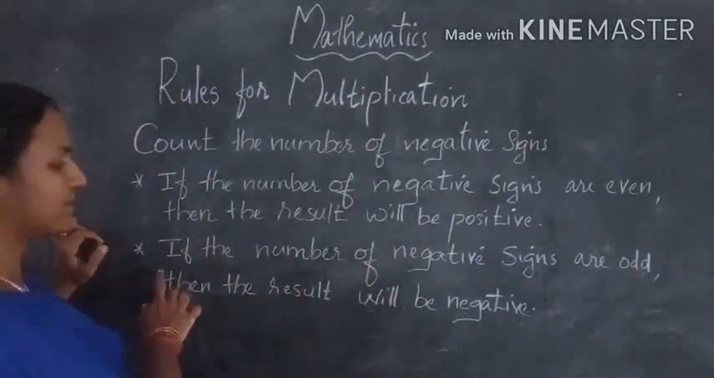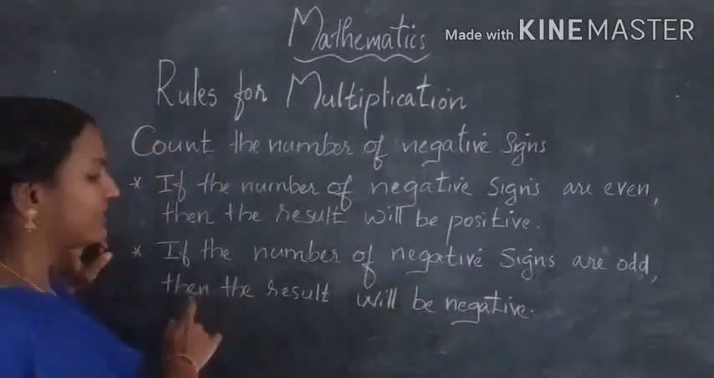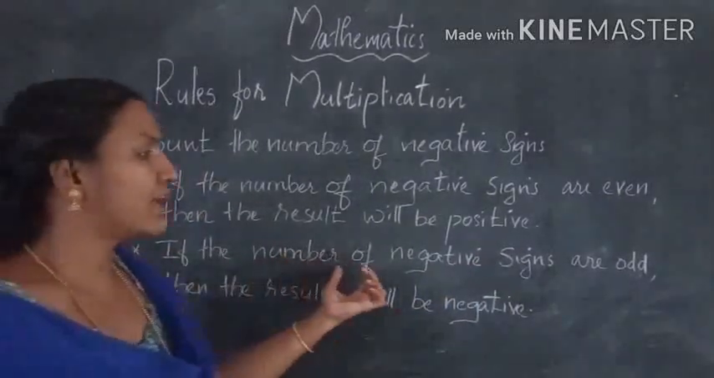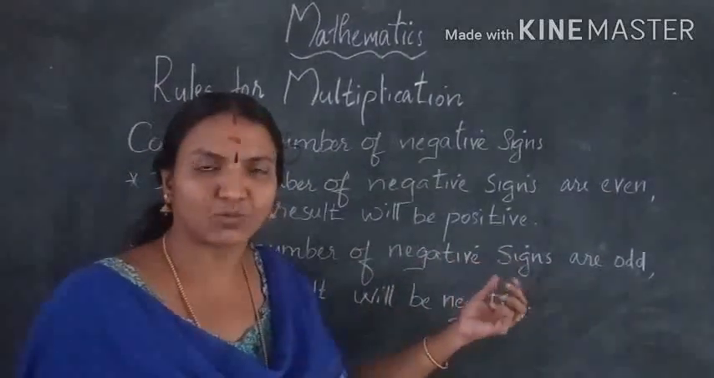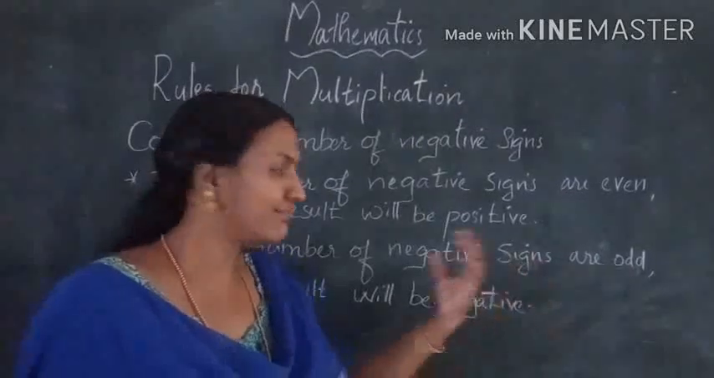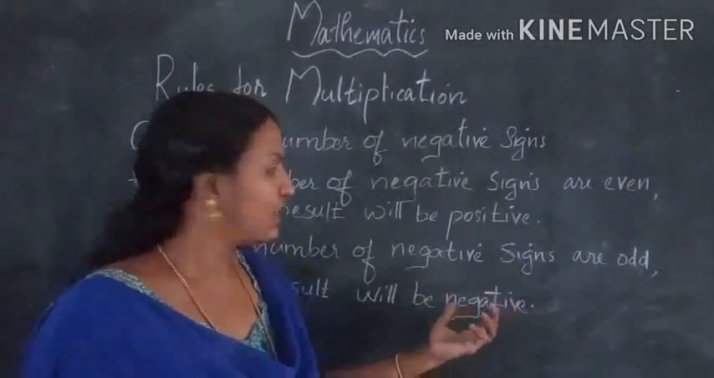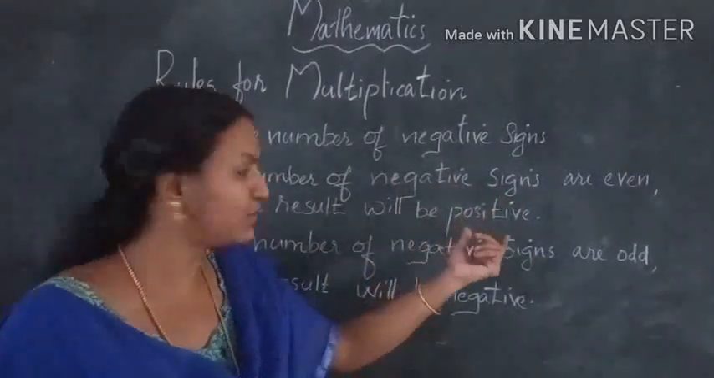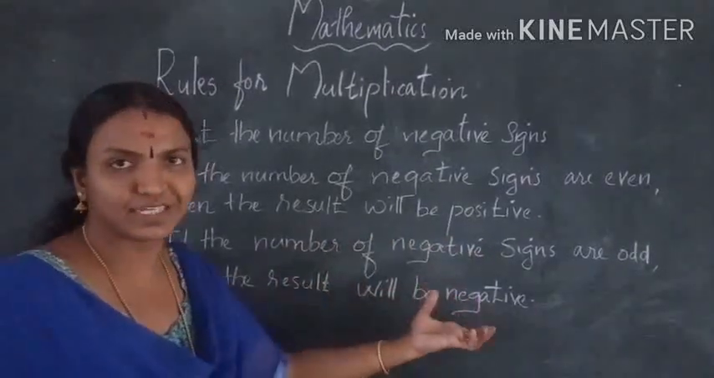The second point, if the number of negative signs is odd, then the result will be negative. If we count the number of negative signs and it is odd, odd means 1 or 3 or 5, that time the result will be negative. Here the number of negative signs is even, the result will be positive. The number of negative signs is odd, the result will be negative.